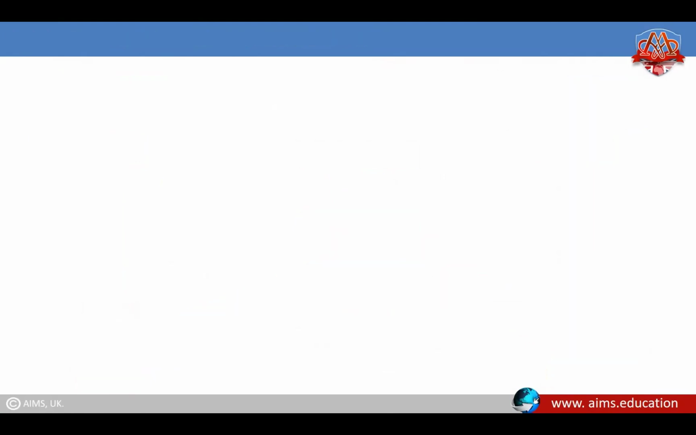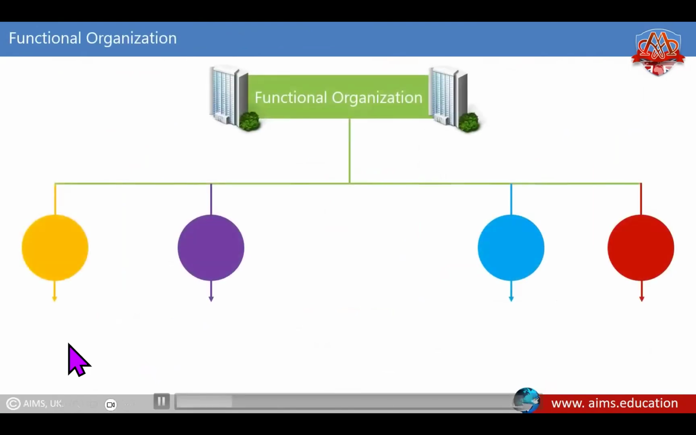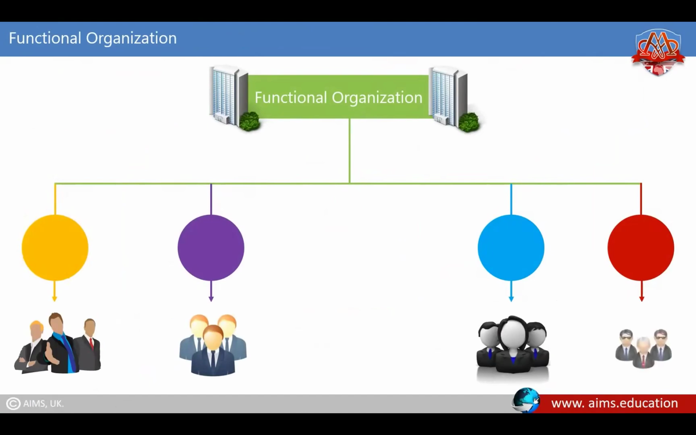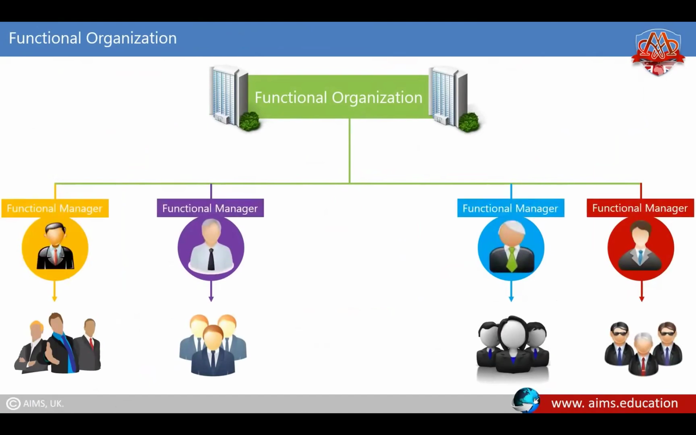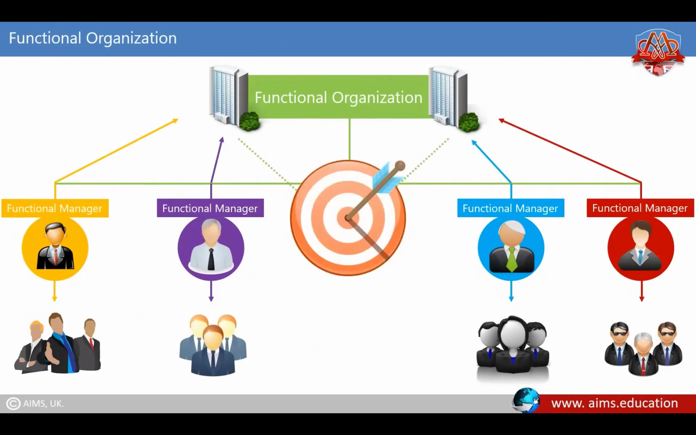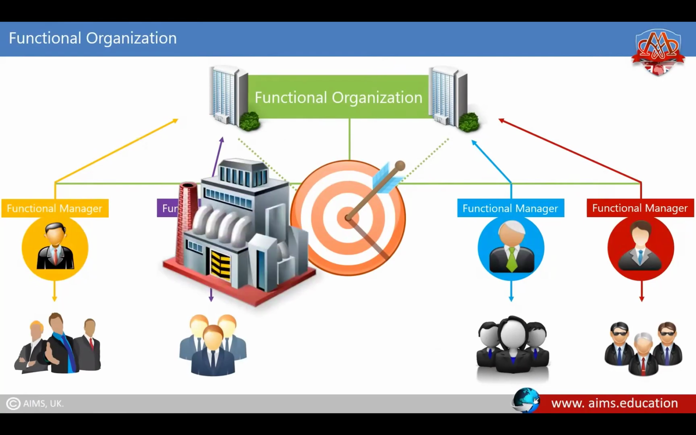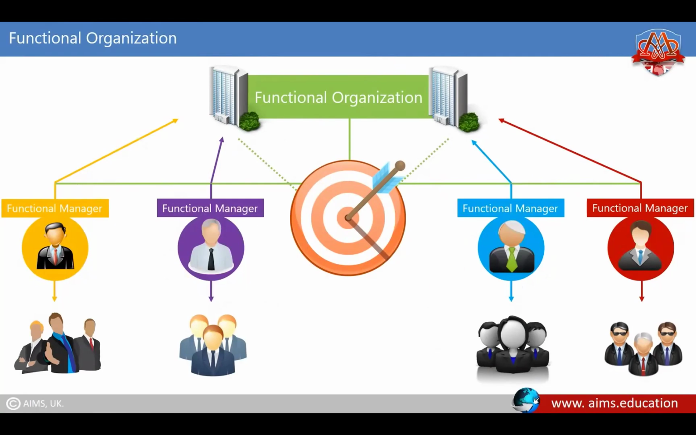Now, let us understand the functional organization. A functional organization structure is a hierarchical type of organizational structure, wherein people are grouped as per their area of specialization and supervised by a functional manager with expertise in the same field. This way, their skills can be effectively utilized, and the organization's objective can be achieved. The functional organizational structure is suitable for an organization which has ongoing operations, such as manufacturing and production. A functional organization is divided into various specific departments, like human resource, marketing, finance, and operations.